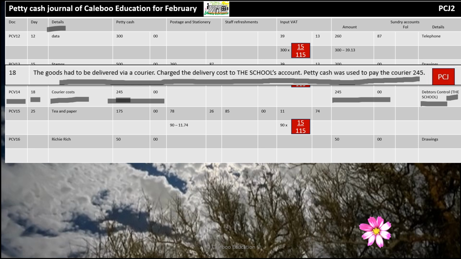245 came out of petty cash, and under sundry 245, and whose account are we going to add it to? The school. In the debtors ledger, it will go to the school, and in the general ledger we will take that information to the debtors summary account, debtors control.